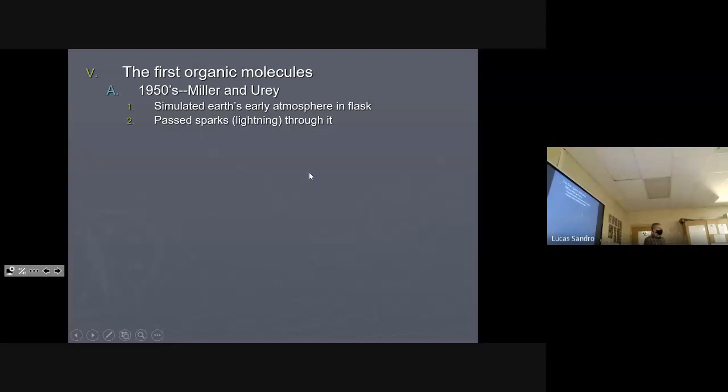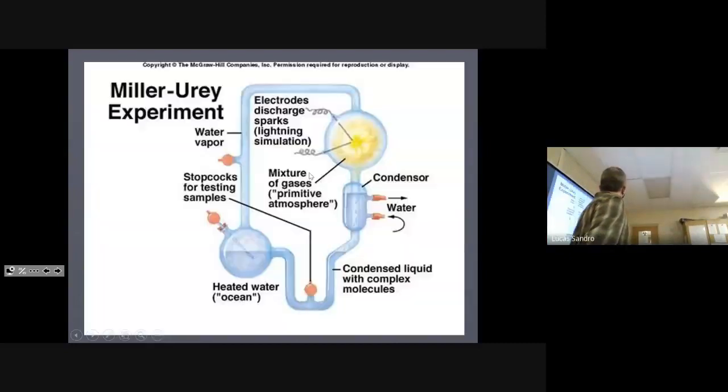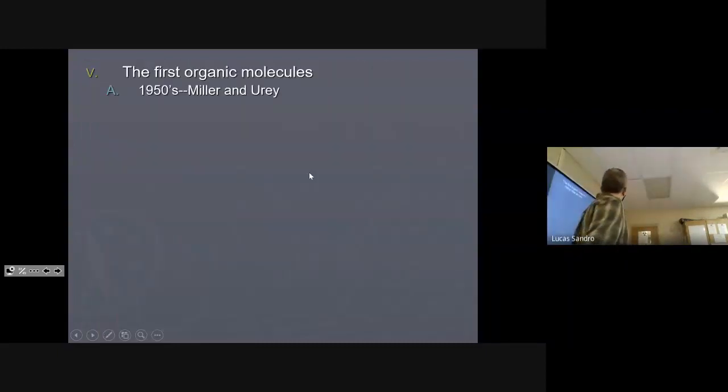And then they thought, well, there would have been storms on the early Earth. How about lightning? And so they found a way to pass sparks through it to simulate lightning. Here's what the setup looked like. Gases here, water here, heated water here, and then the electrodes pass sparks through the simulated atmosphere.